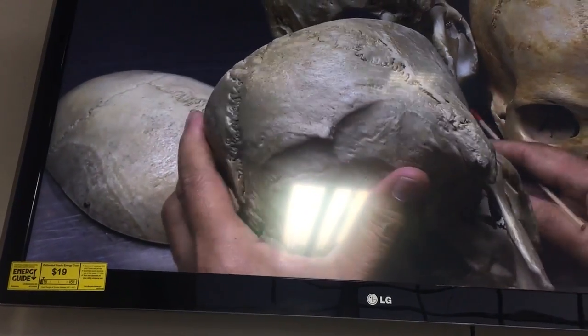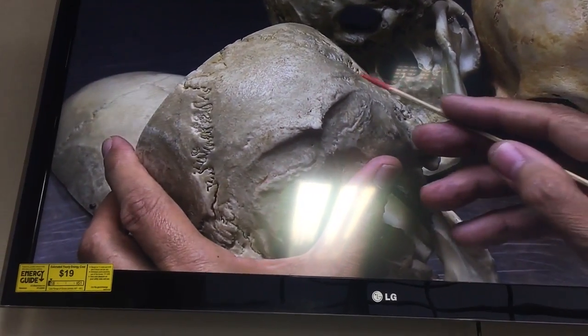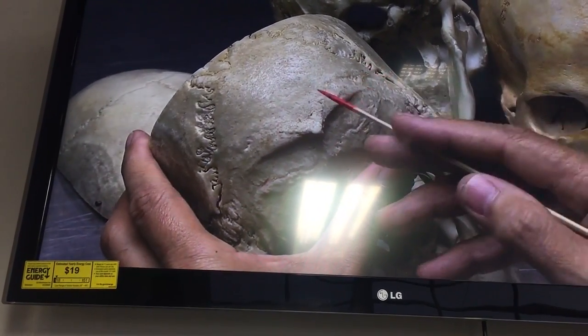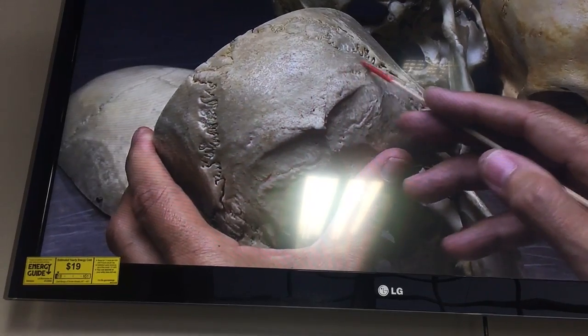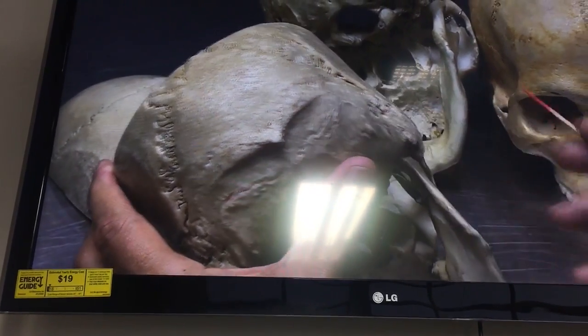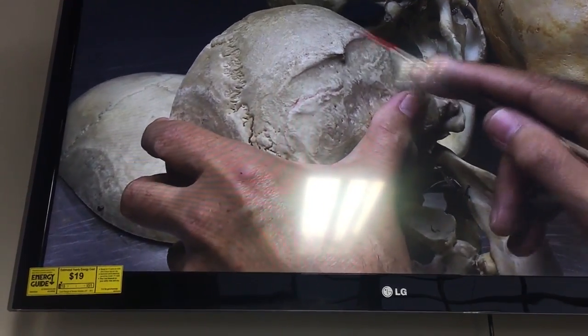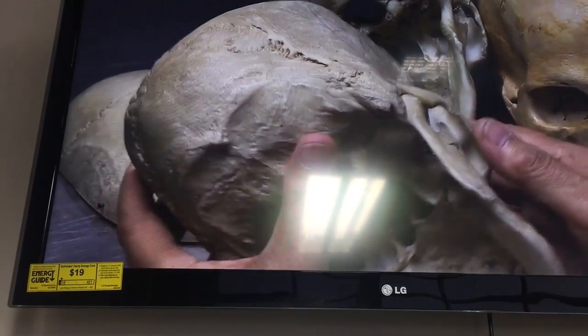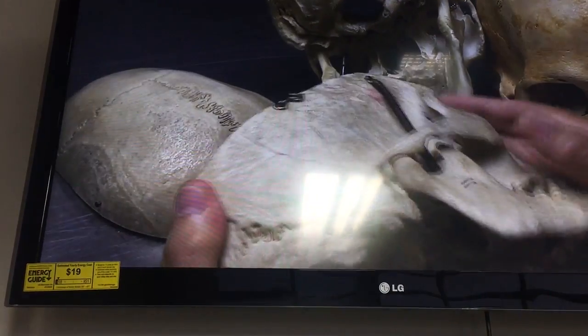There is a highest nuchal line, not always easy to see. That's where the epicranial aponeurosis starts. Highest nuchal line, not always easy. You know, the superior nuchal line, the inferior nuchal line.